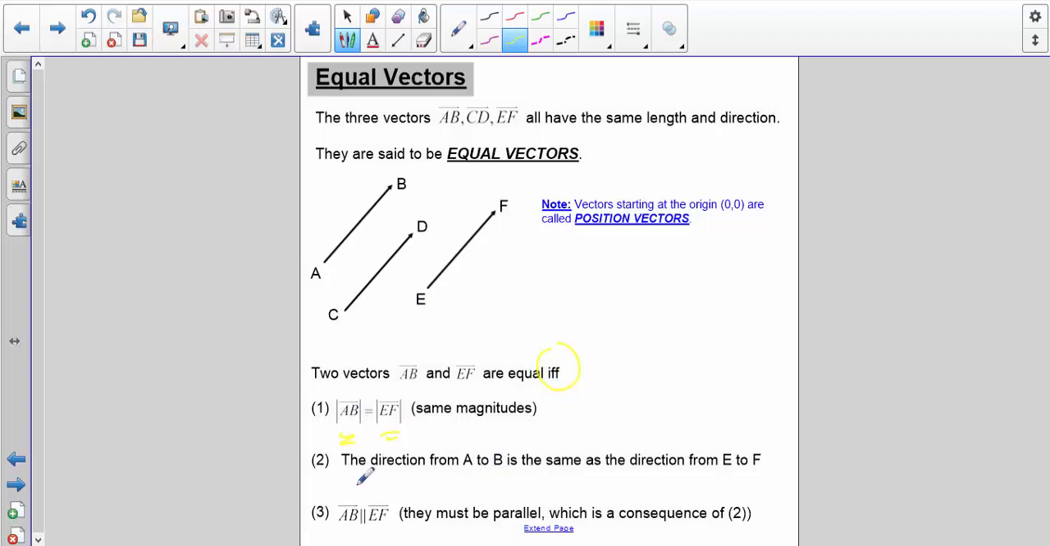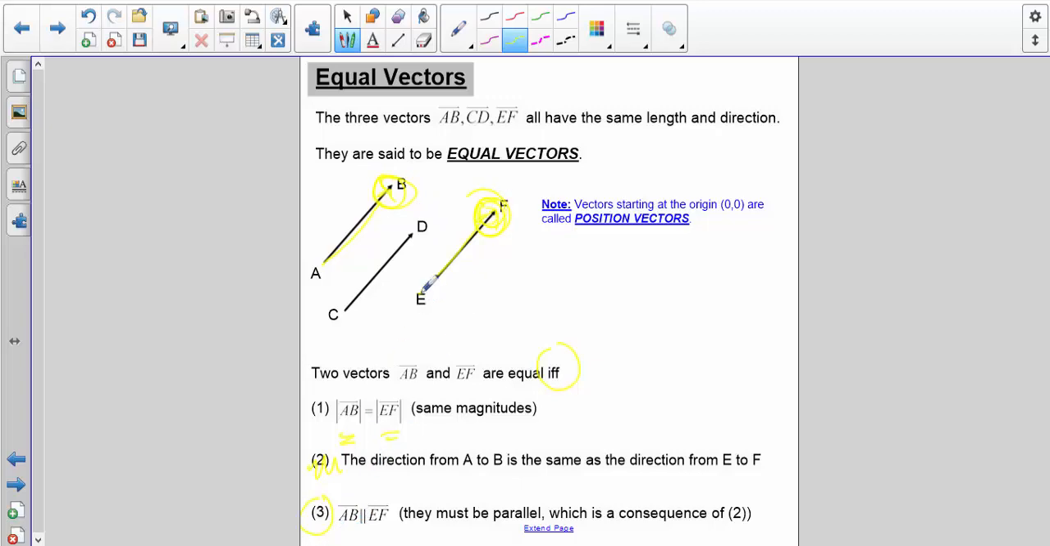And also, this has to be met: the direction from A to B is the same as the direction from E to F. So this direction from A to B has to be the same between E and F, right? They are pointed in the same direction. And number 3 kind of is just a bit of a tag along, right? If they are pointed in the same direction, those two line segments must be parallel to each other. Okay. Now, of course, we can't get away with not stating number 2, right? Because if I just stated number 3, that arrow needs to be addressed as well.